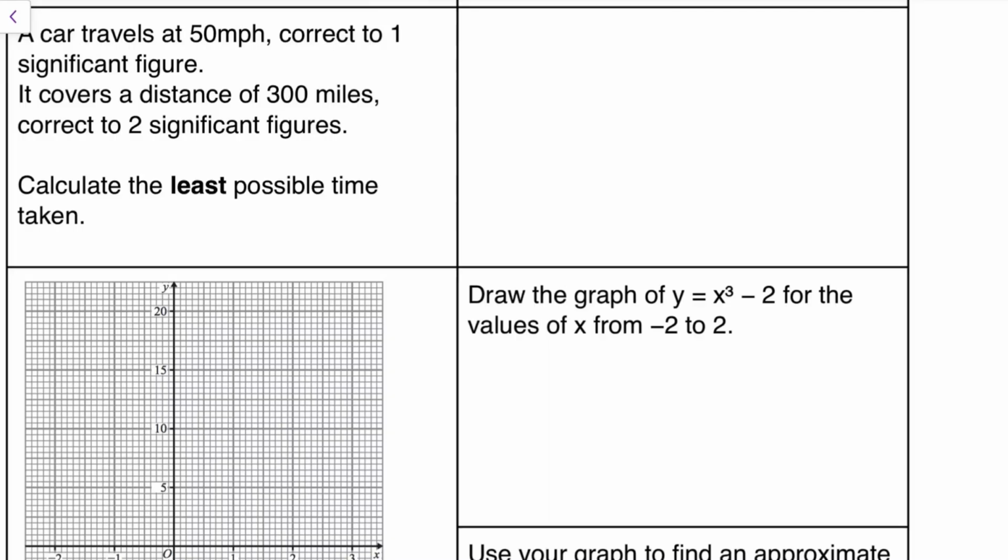A car travels at 50 miles an hour, correct to 1 sig fig. It covers a distance of 300 miles, correct to 2 sig fig. You know this can be bounds again. Calculate the least possible time.